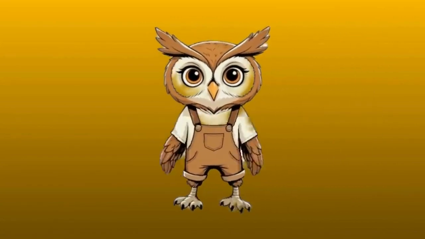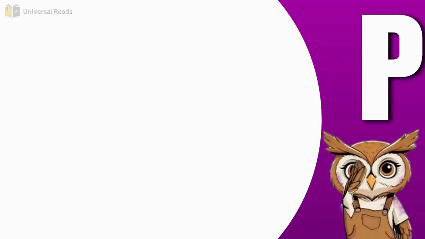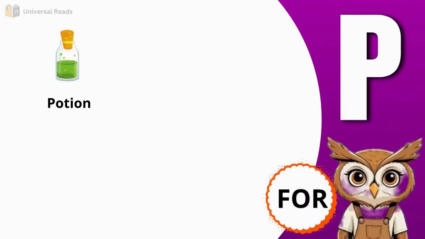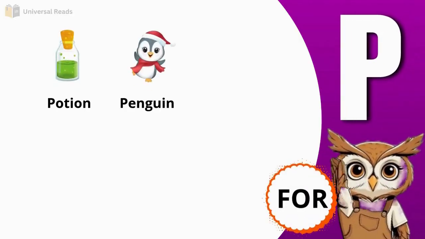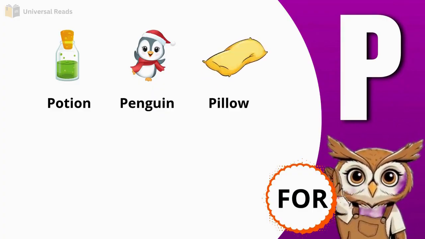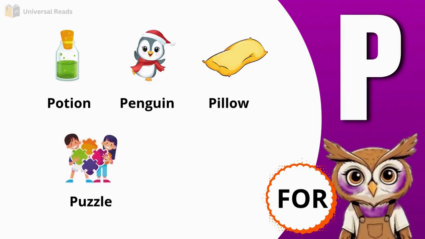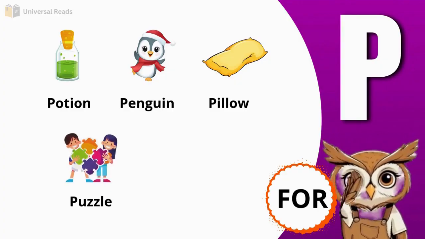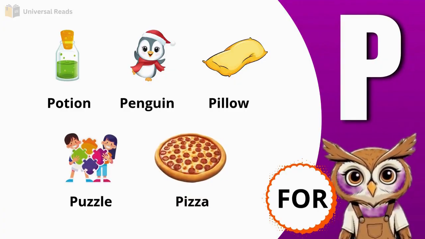Excellent! Now let's move to the letter P. P is for potion. P is for penguin. P is for pillow. P is for puzzle. P is for pizza.